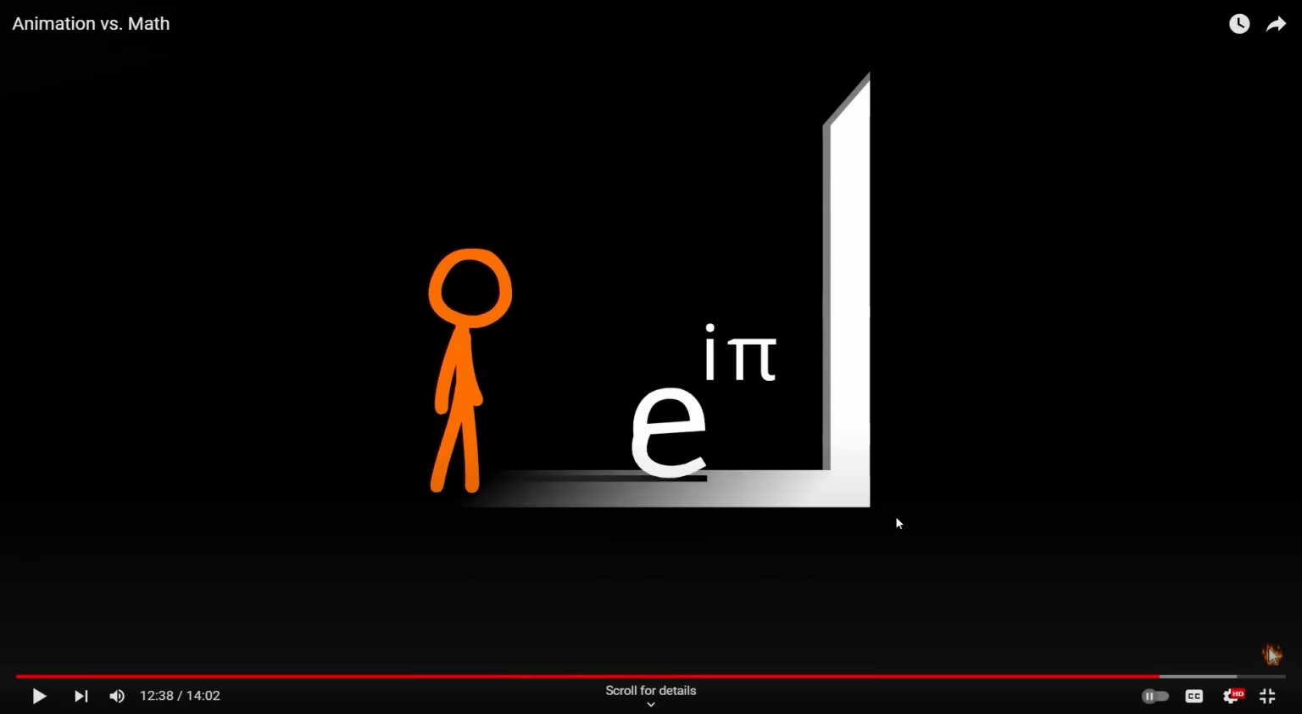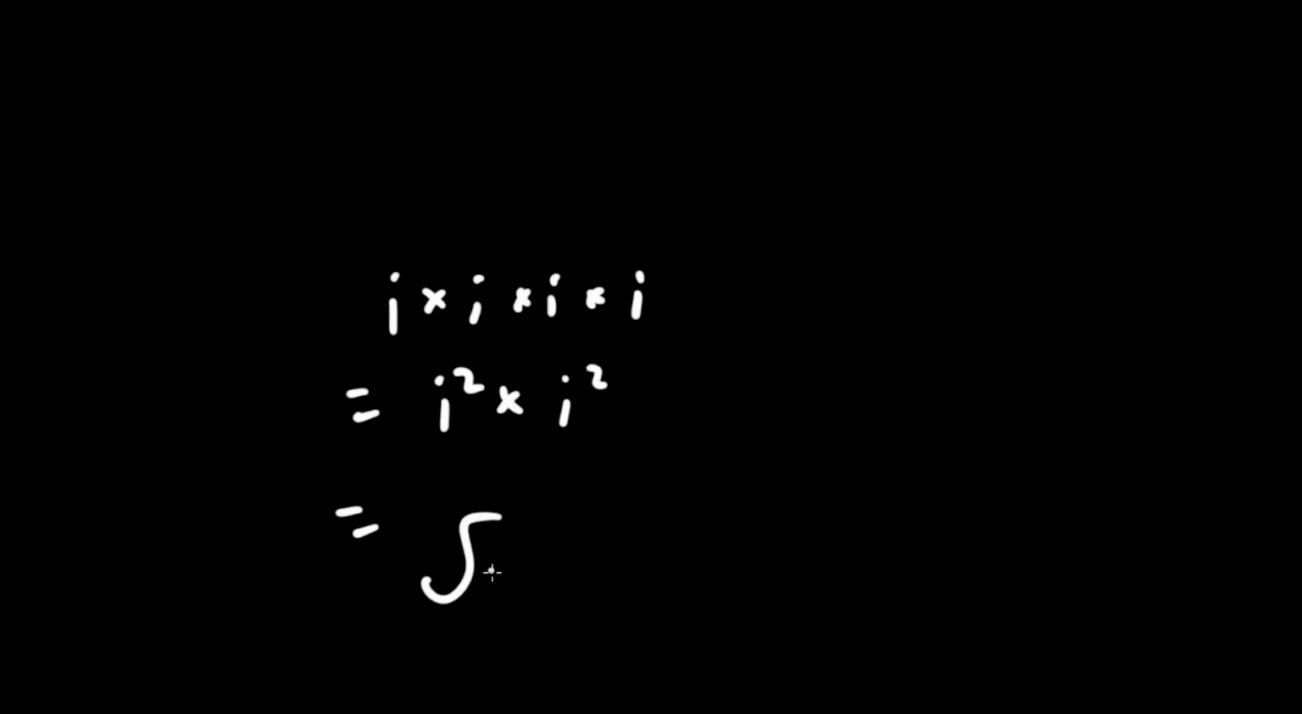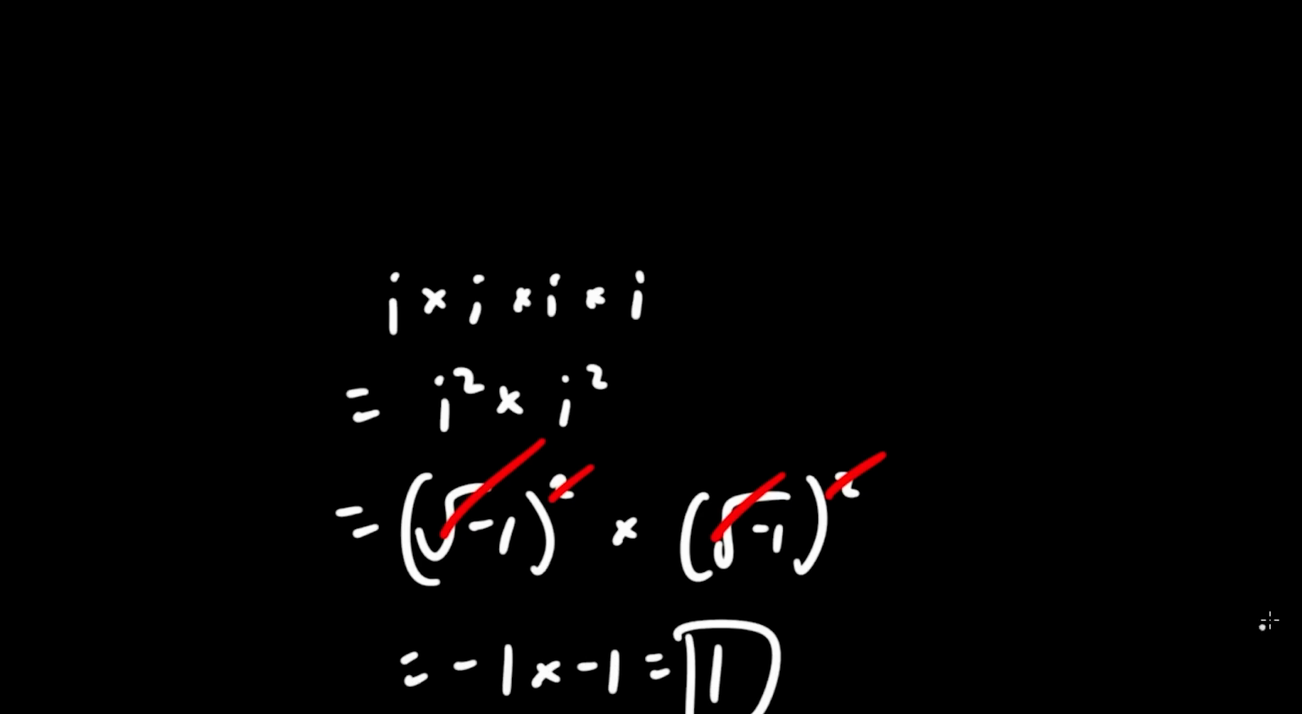I to the power of 4 does equal 1. And let's prove this actually very quickly. I times I times I times I. We're just going to group this. This over here becomes I squared, and this over here becomes I squared as well. Recall I is square root of -1. So I squared is square root of -1 squared. The square root and the square root cancel out. So we get -1 times -1. And this becomes +1, which is exactly what happens in the video.